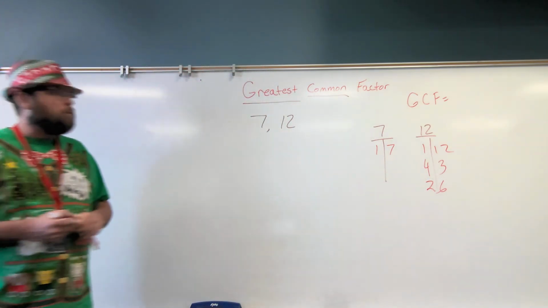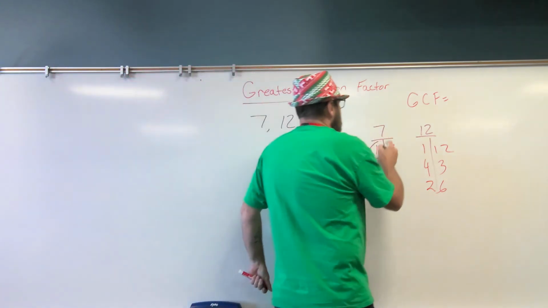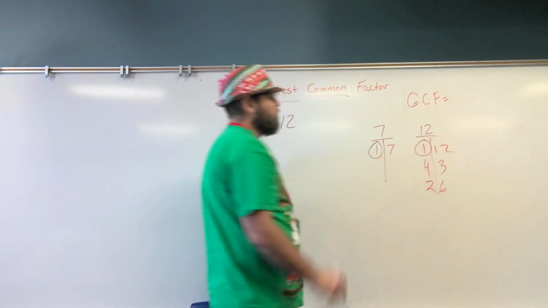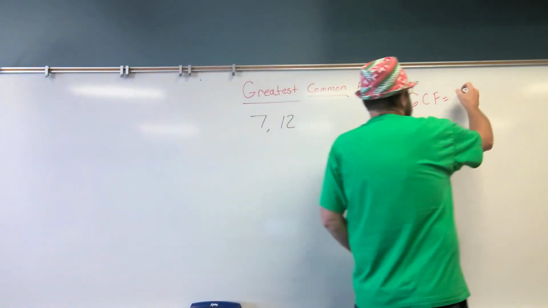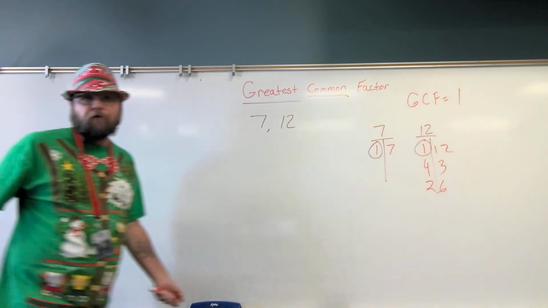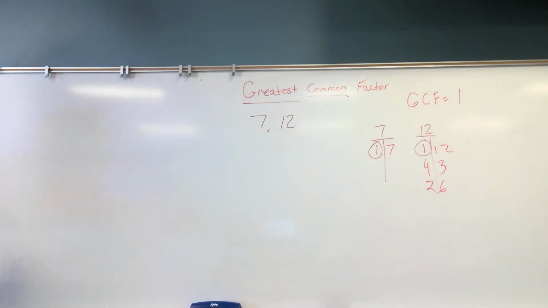So now we're going to find what they have in common. They have a 1 in common, and that is it. Therefore, the greatest common factor of this is 1. So if it asks for the greatest common factor, it's just 1.